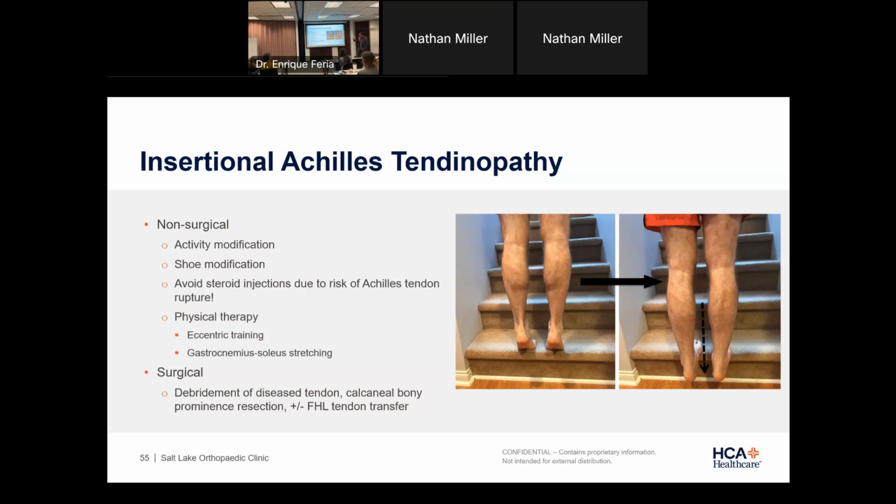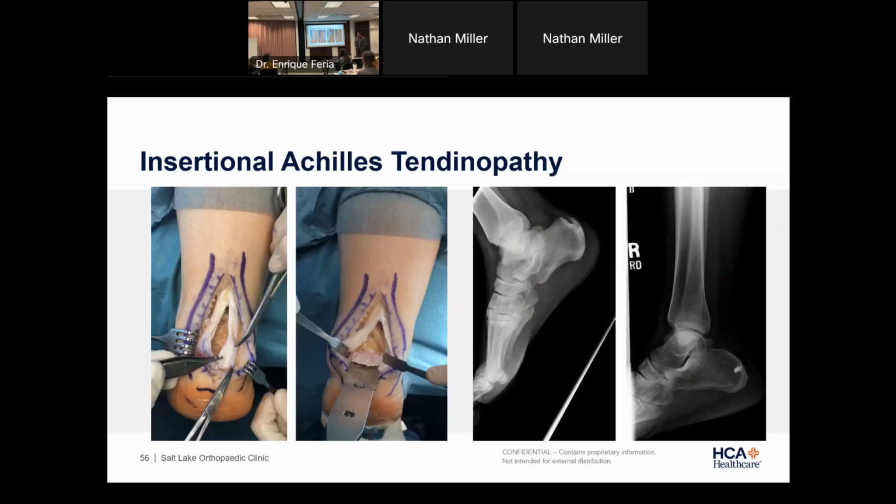And then again, if all else fails and it's been a few months, you've done the therapy, medication, shoe modification, then sometimes you have to go in surgically and essentially clean out all the calcifications and degenerative tendon. You get rid of that bone bump on the back of your heel, and you can see the difference between the x-rays left to right here, what pre and post surgery looks like.